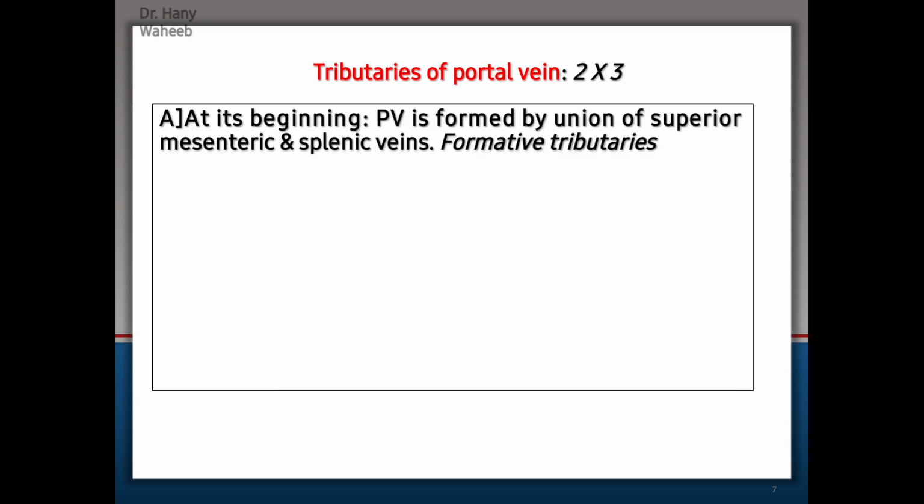What are the tributaries of the portal vein? Tributaries of the portal vein are 6 tributaries: 2 at its beginning, 2 while it is in the right free margin of the lesser omentum, and 2 tributaries into the branches of the portal vein, which we studied in the previous slide: the cystic vein in the right branch and the para-umbilical veins in the left branch. So the portal vein at its beginning is formed by the union of 2 tributaries, superior mesenteric and splenic. These are called formative tributaries, the tributaries that form the portal vein.